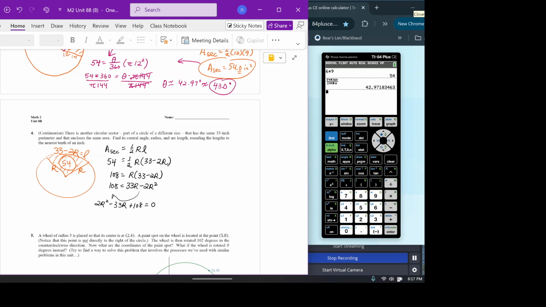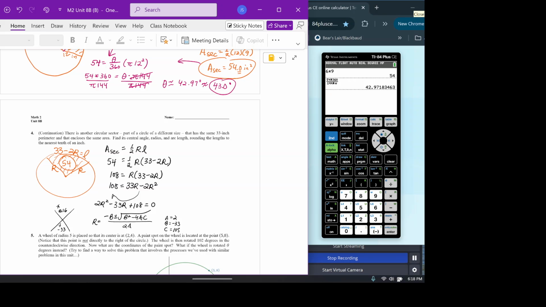At this point, it is possible to factor this thing, where it multiplies to 216 and adds to negative 33. You can try it if you like. I think it ends up being negative 24, negative 9. But with these kinds of numbers, I think I'd probably just go to the quadratic formula. So r equals negative b plus or minus the square root of b squared minus 4ac, all over 2a. And in this case, a is 2, b is negative 33, and c is 108.